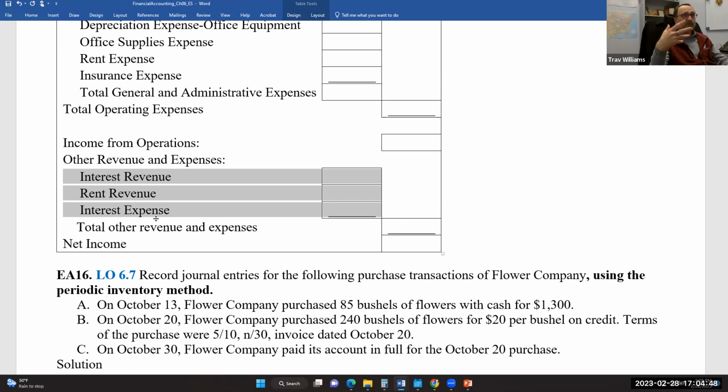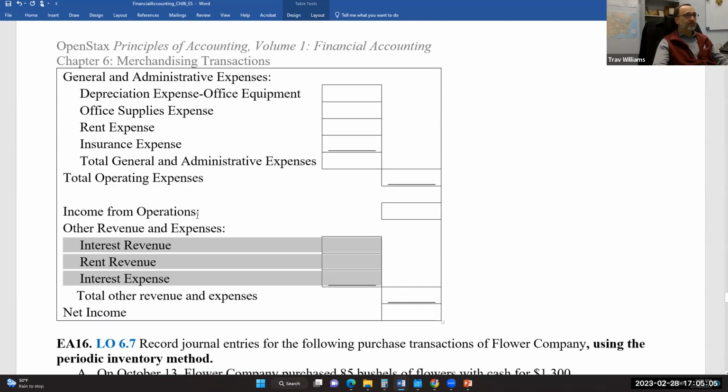So when that interest accrues, that's an interest expense. So here we have those revenues and expenses combined together in their own separate category. So it's just a little different from the way we've seen income statements in the past. And this is called a multi-step income statement.